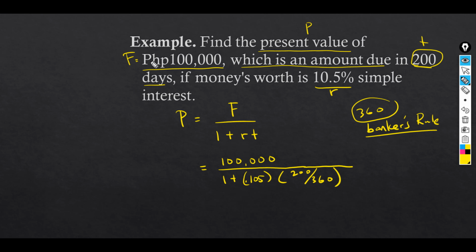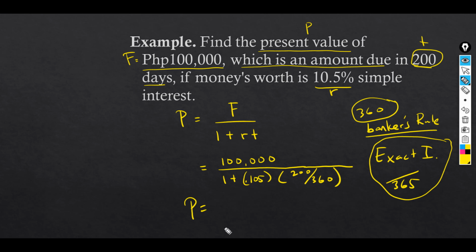If it is specified that you are looking for the exact interest, then you will use over 365. If it only says simple interest, it is just 360, the banker's rule. So, for the P, let's use the calculator.